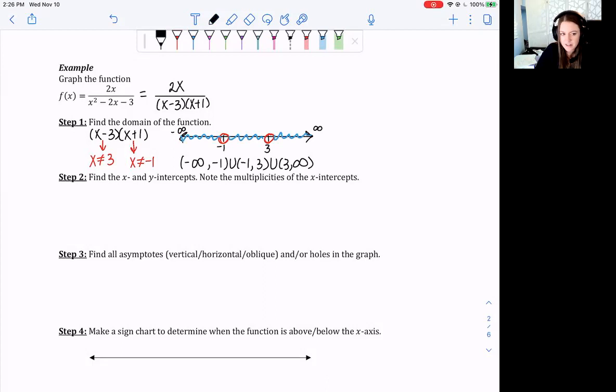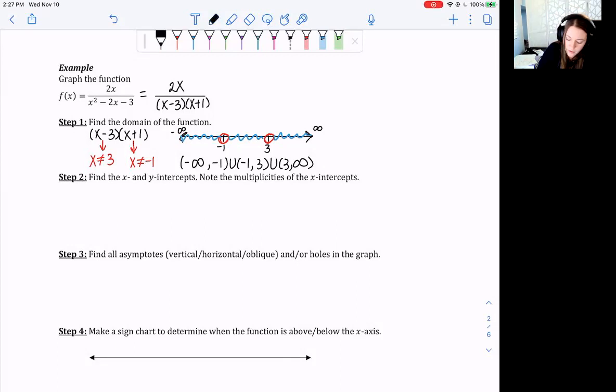For the x and y intercepts, we're going to find the x-intercepts. We're also going to find the multiplicities of those x-intercepts, because the way that multiplicities affected the x-intercepts of polynomials, they're going to have that same effect with rational functions. So with polynomials, if the multiplicity was even, we bounced off the x-axis. And if it was odd, we crossed through the x-axis. It's the same exact process with rational functions. Even multiplicities will bounce and odd multiplicities will pass through.